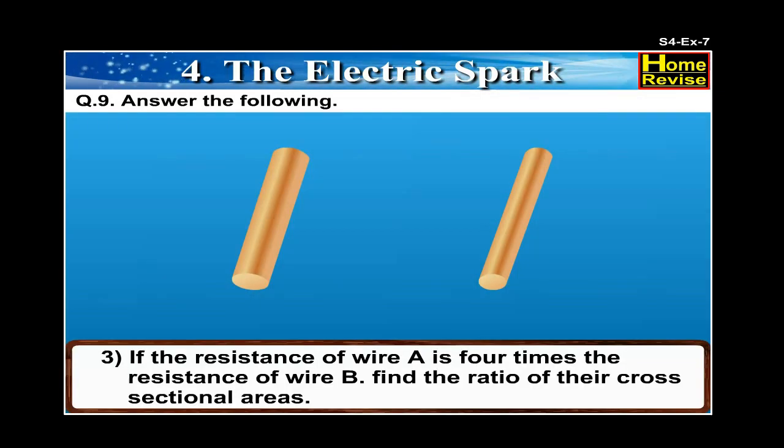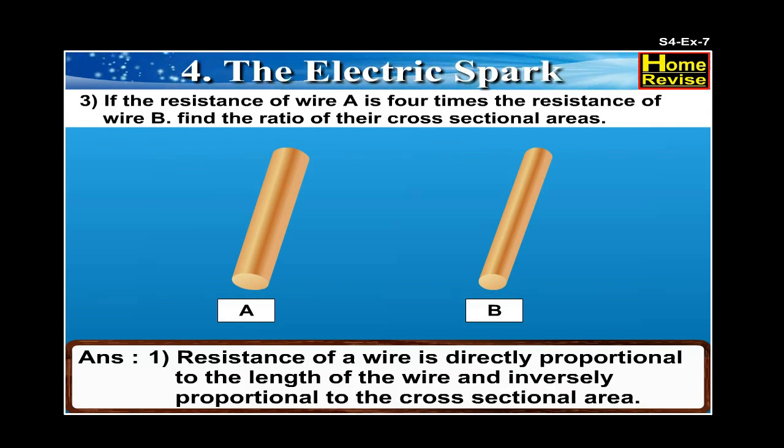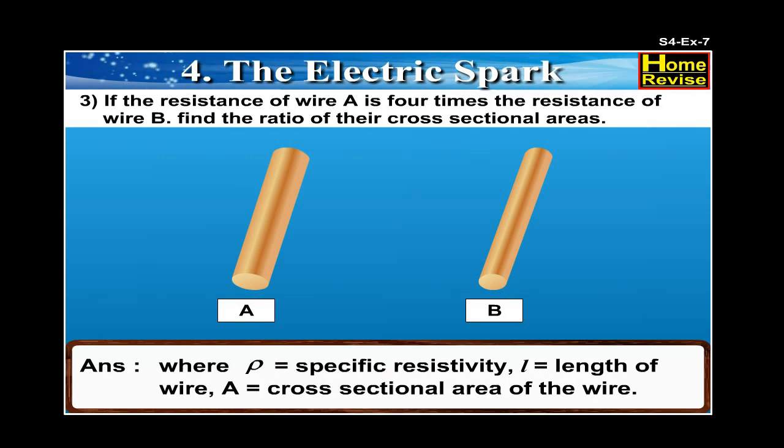Third, if the resistance of wire A is 4 times the resistance of wire B, find the ratio of their cross-sectional areas. Answer. Resistance of a wire is directly proportional to the length of the wire and inversely proportional to the cross-sectional area. R is equal to rho L upon A, where rho is equal to specific resistivity, L is equal to length of wire, A is equal to cross-sectional area of the wire.